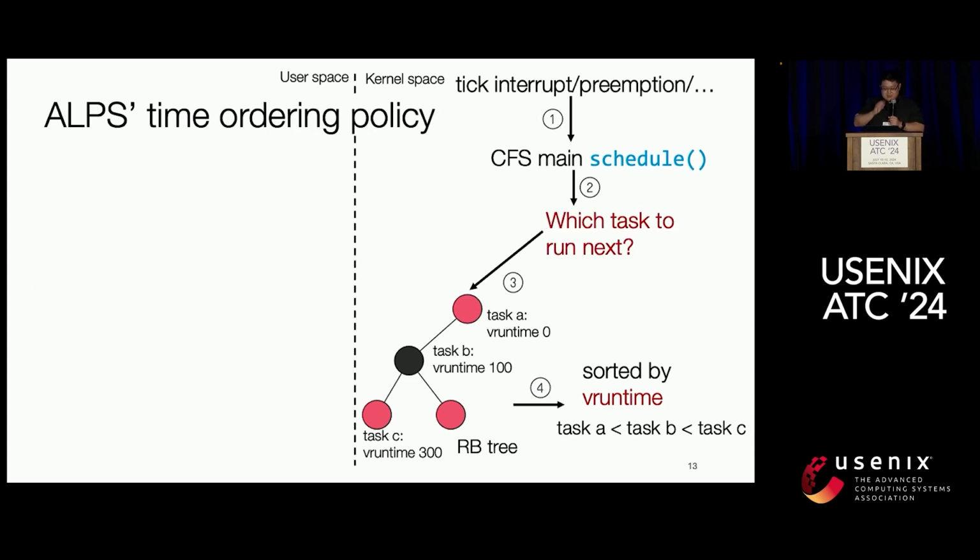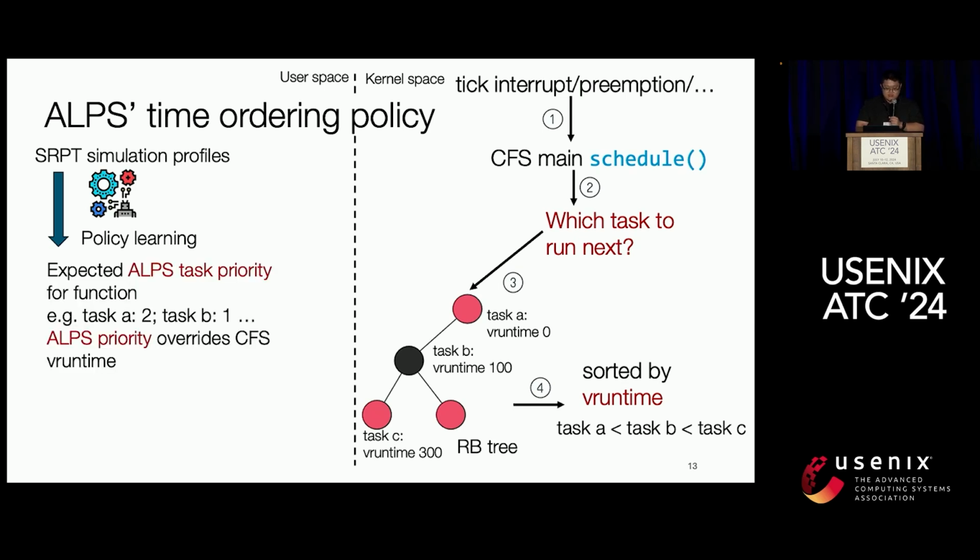Then let's see how the ALPS task ordering policy works. Similarly, we learned the task ordering policy from simulation profiles. We basically learn the expected ALPS task priority for different functions. For example, in the ALPS task priority, the priority of task A is 2, and task B is 1. We want our new ALPS-defined priority to override the CFS virtual runtime. To achieve that, similarly, we're using the eBPF maps to deploy those policies.